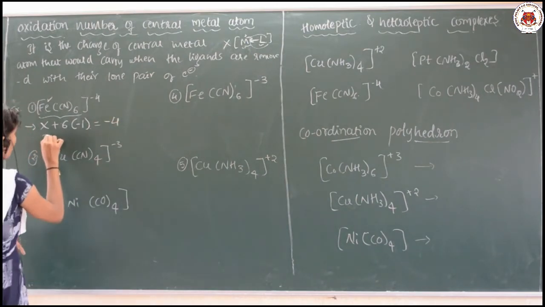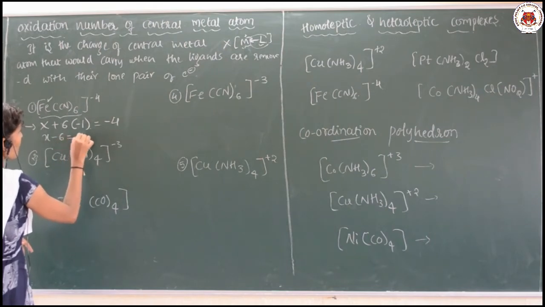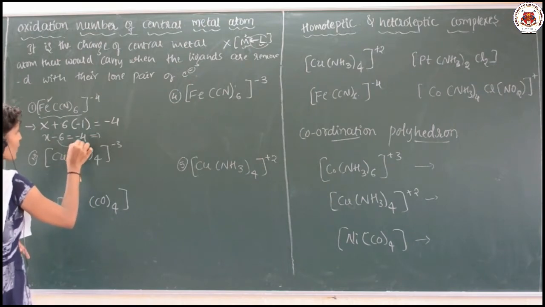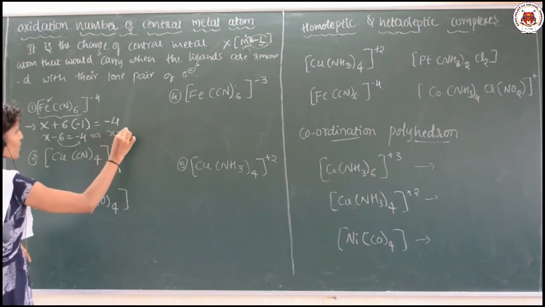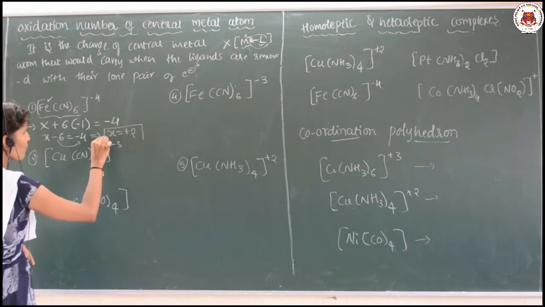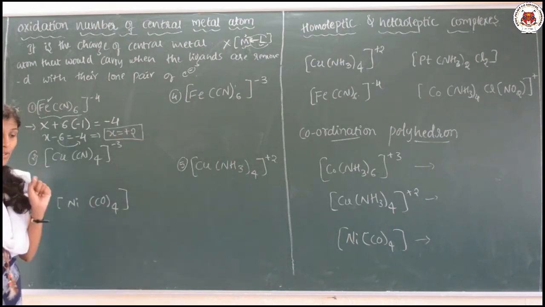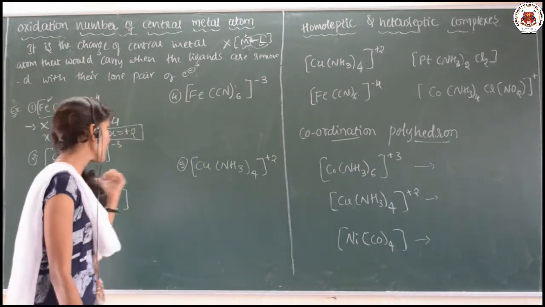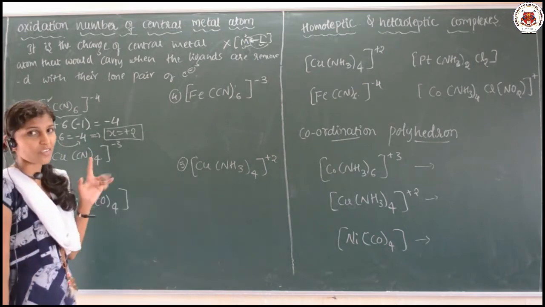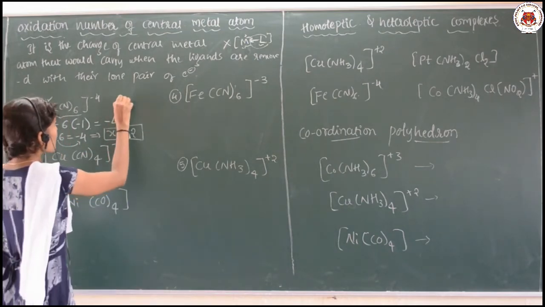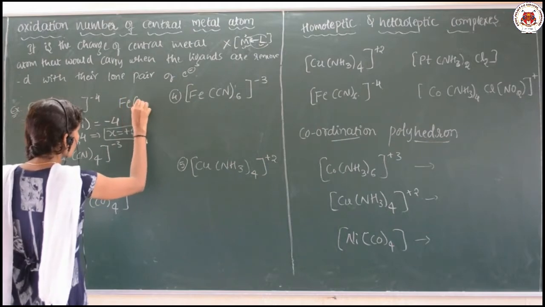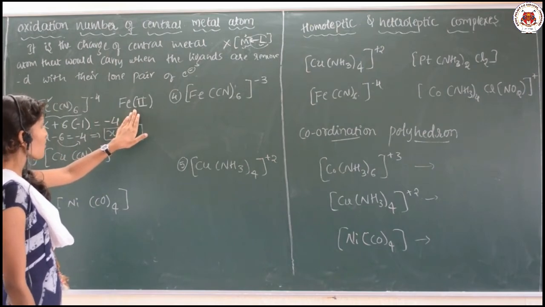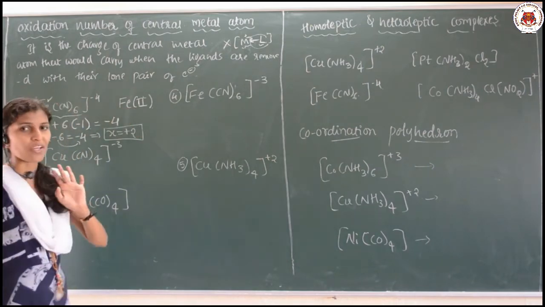Now simplify it. x minus 6 is equal to -4. Send this -6 to the other side, so the value of x is +2. It indicates the oxidation state of the metal atom, that is iron here, is +2. It is in the +2 state. That is written in Roman numerals like this, Fe(II). This is the oxidation number of the iron in this complex ion.